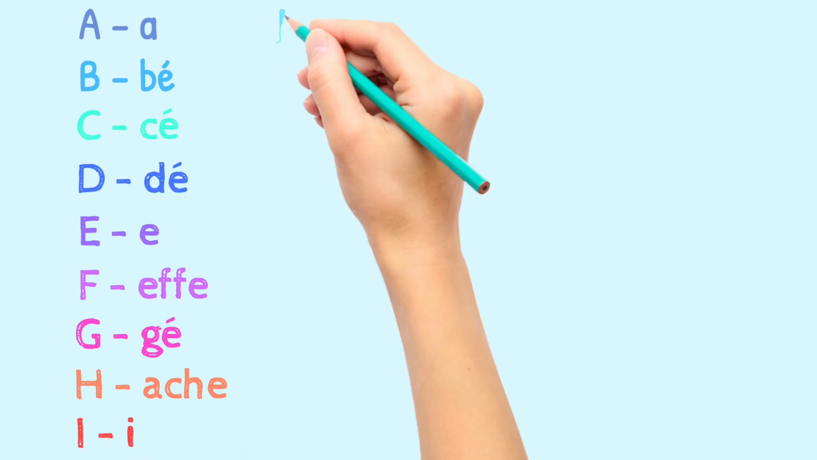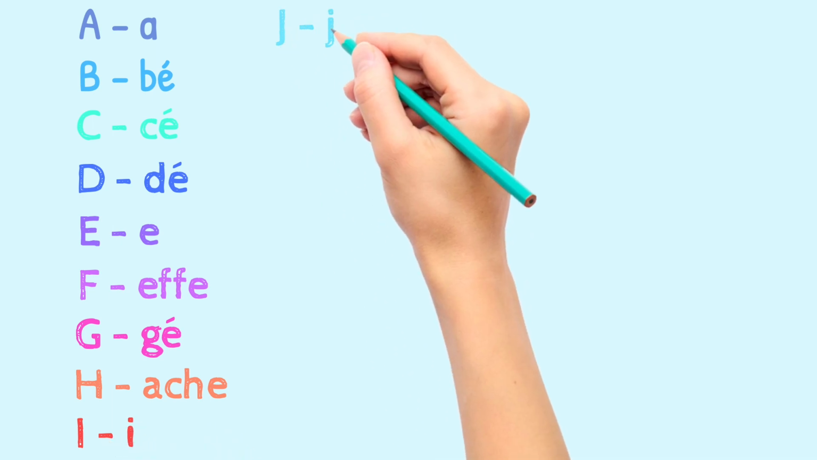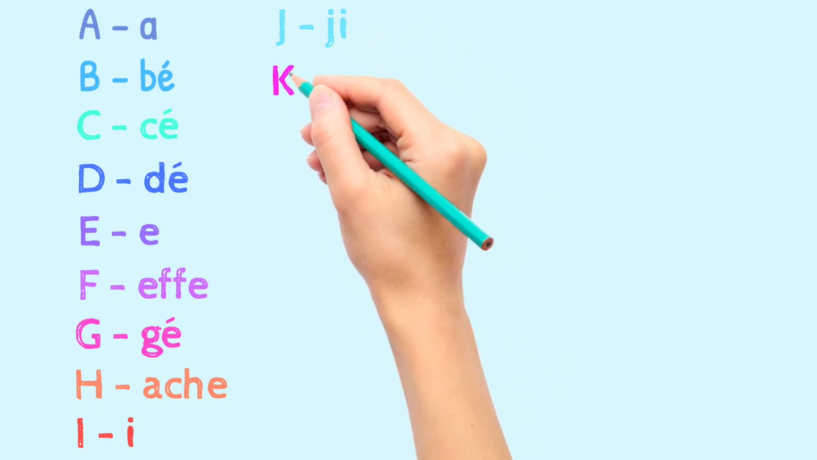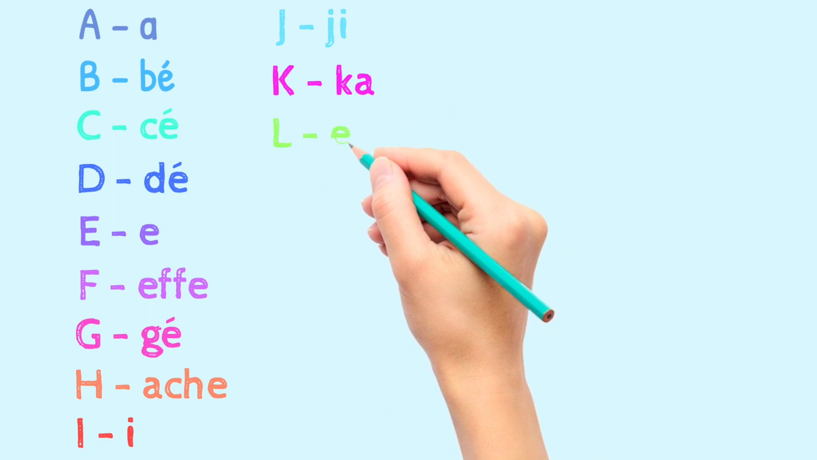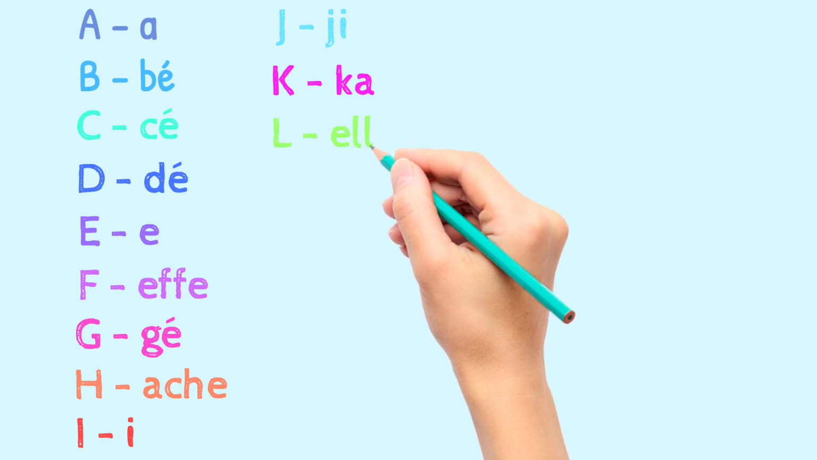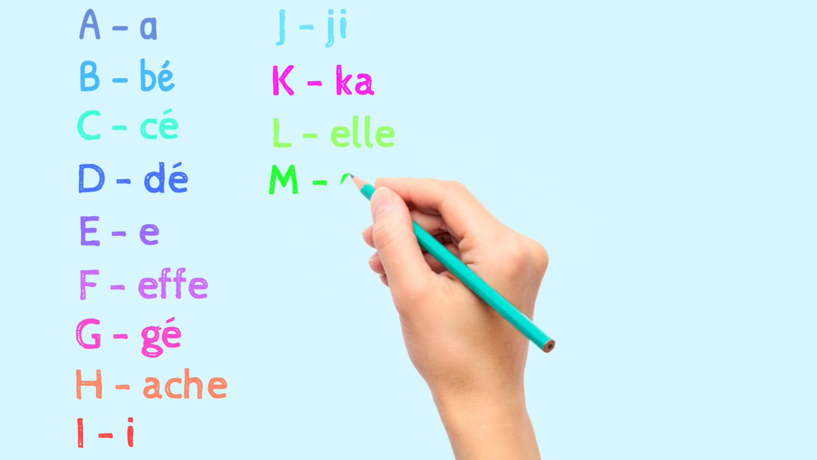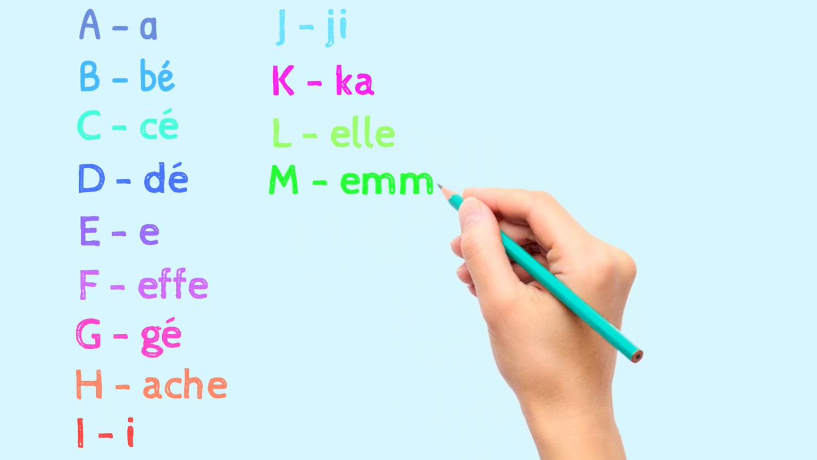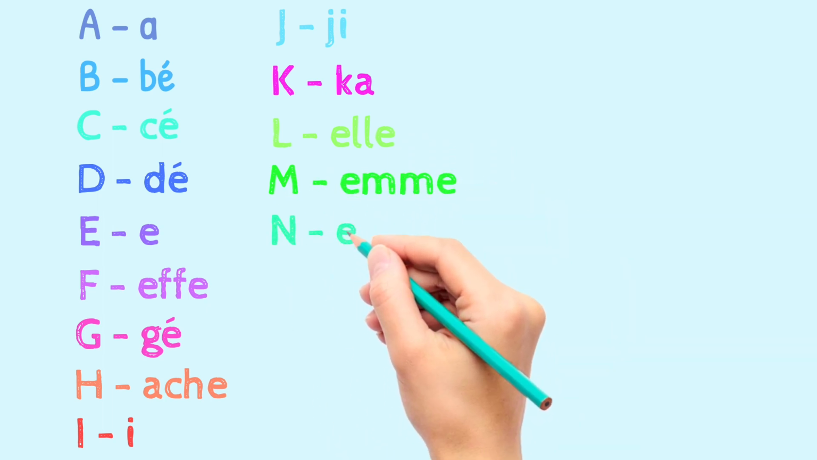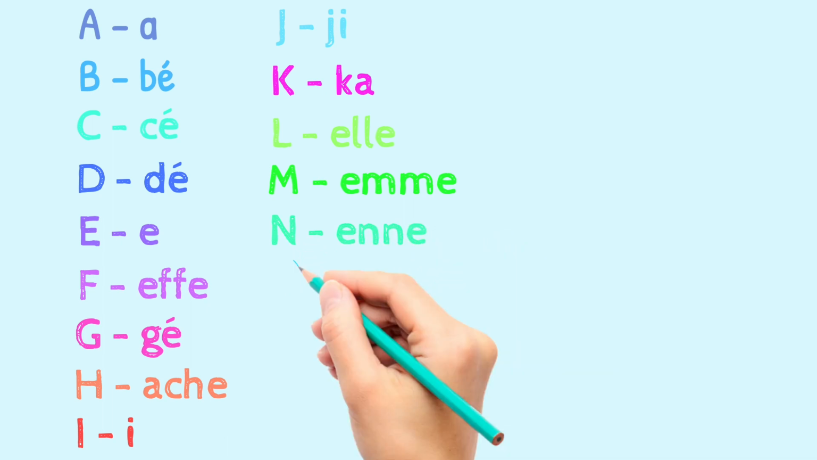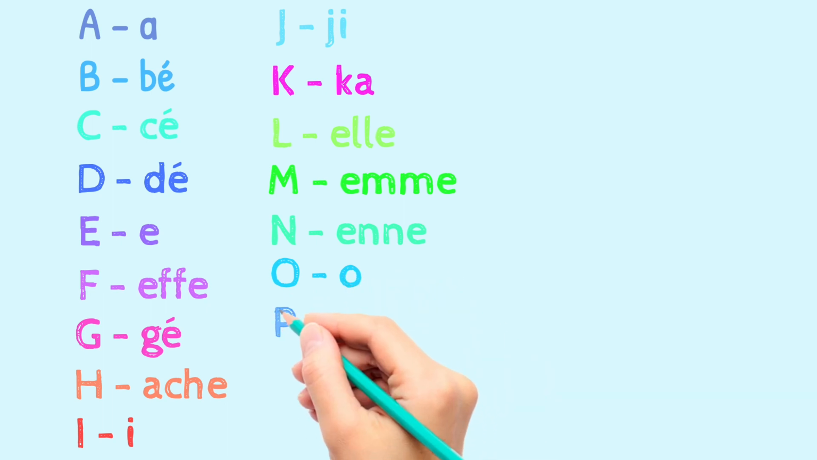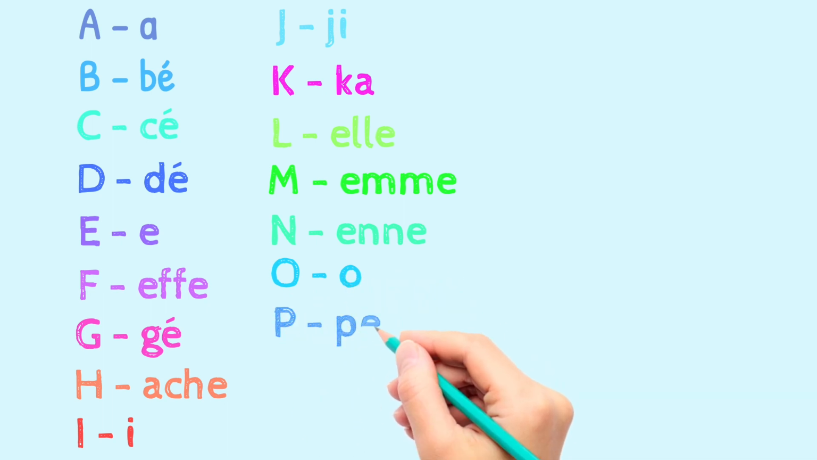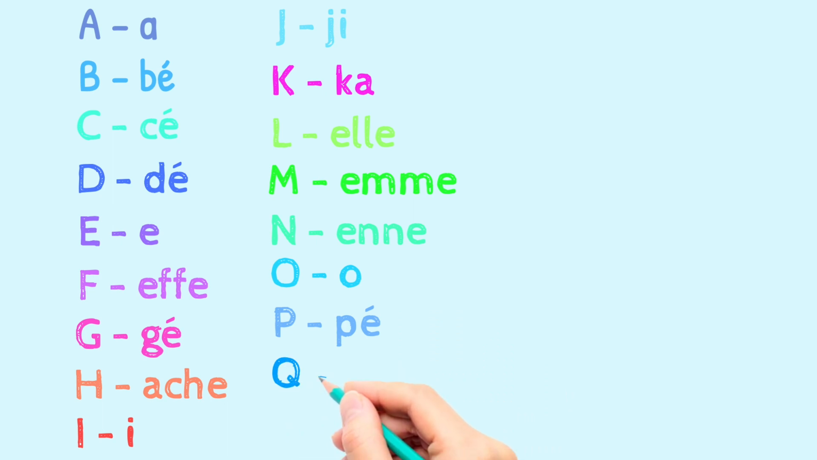I is pronounced as I. J is pronounced as J. K is pronounced as Ka. L is pronounced as L. M is pronounced as M. N is pronounced as N. O is pronounced as O. P is pronounced as P. Q is pronounced as Q.